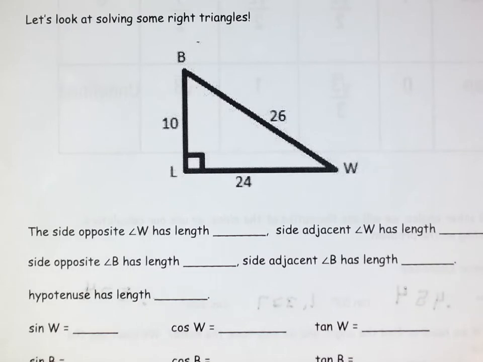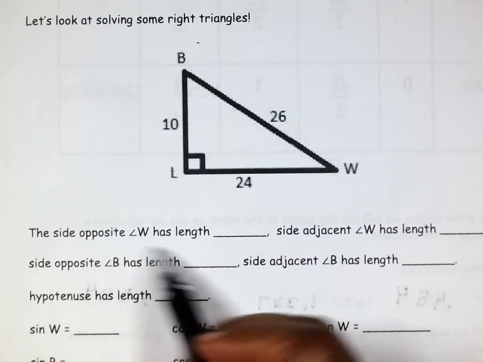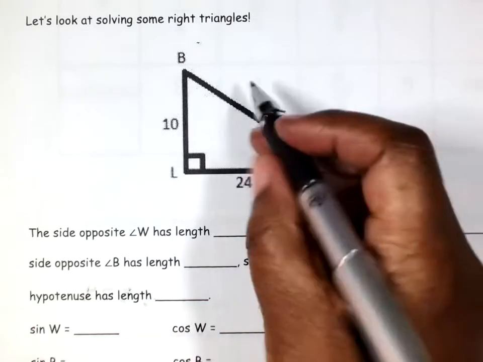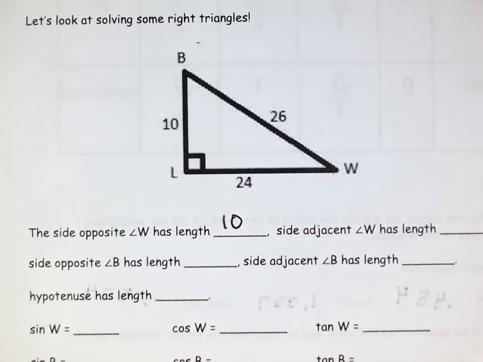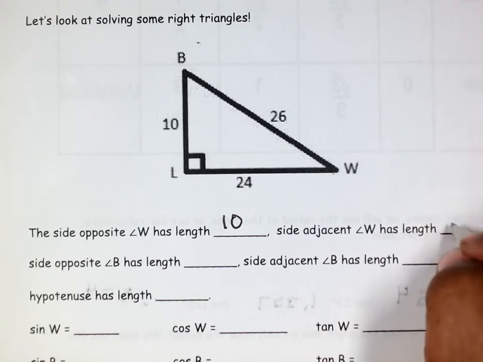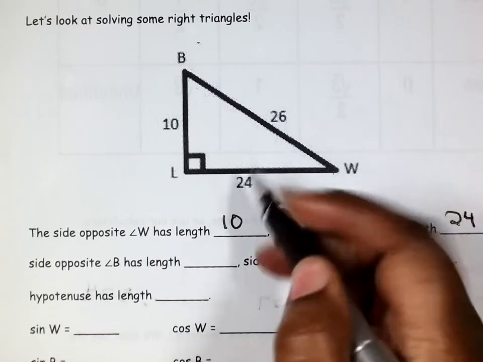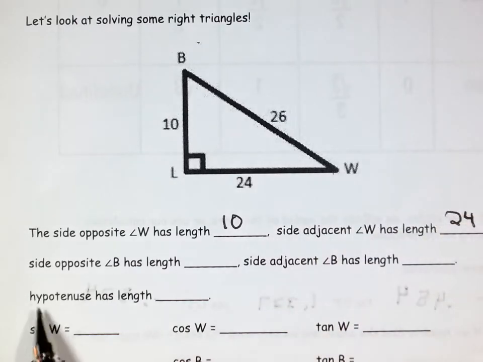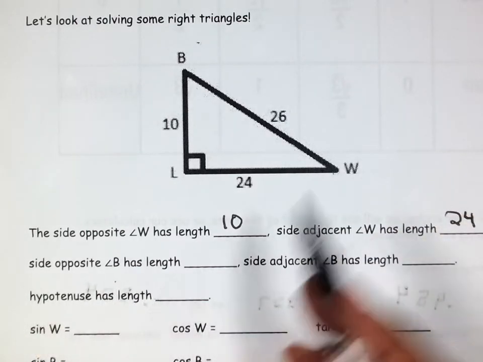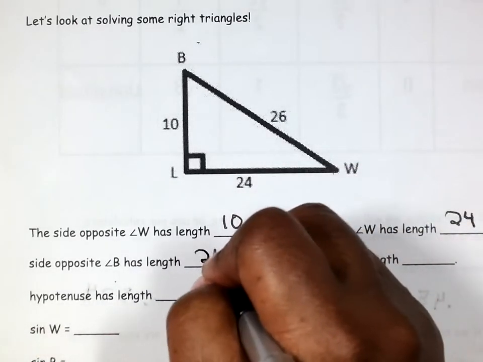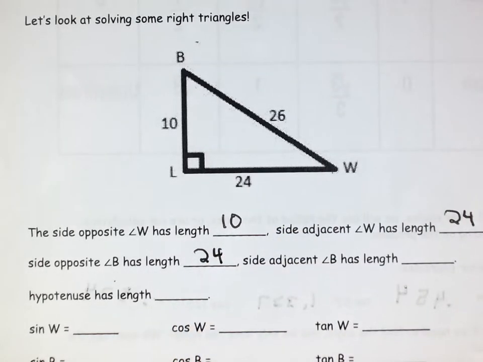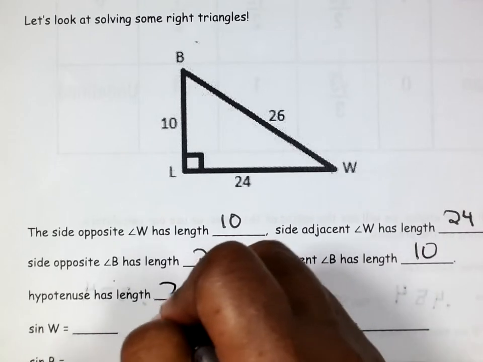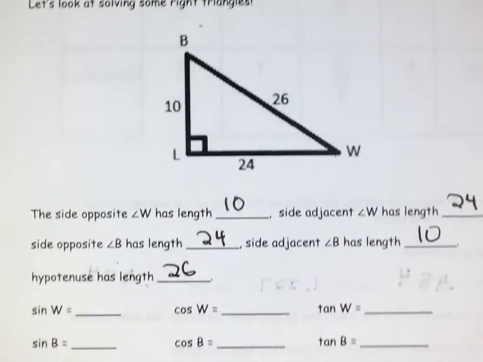So let's look at solving these triangles. The side opposite angle W has length 10. Adjacent has length 24, right? The adjacent is what helps form it, but never the hypotenuse. Side opposite angle B has length 24. Side adjacent to angle B is 10, and the hypotenuse is 26.